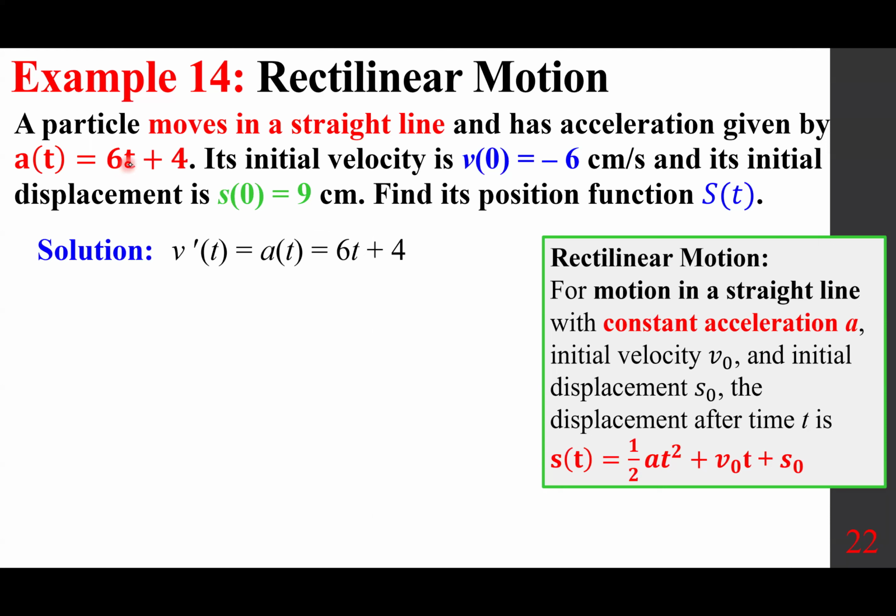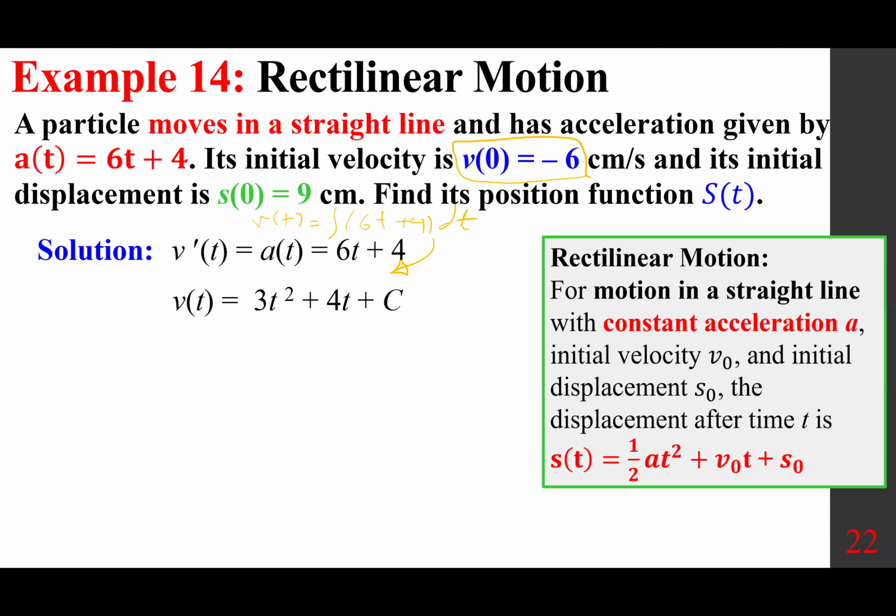So if I want v of t, I'm going to integrate this, the antiderivative. This gives you 6 over 2 t squared. This is 3t squared. This is 4t and a constant. I hope everybody can see what we are doing, just in case. So v of t is the integral of 6t plus 4 dt, and we get this one. Now, we have a constant.